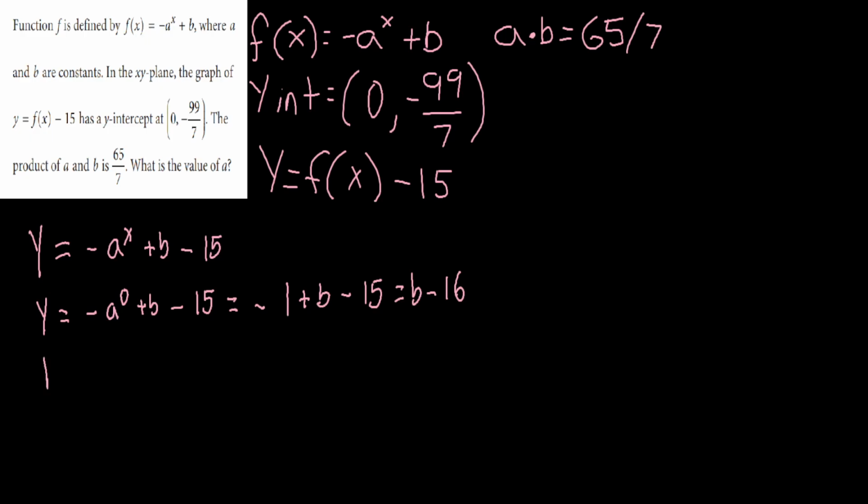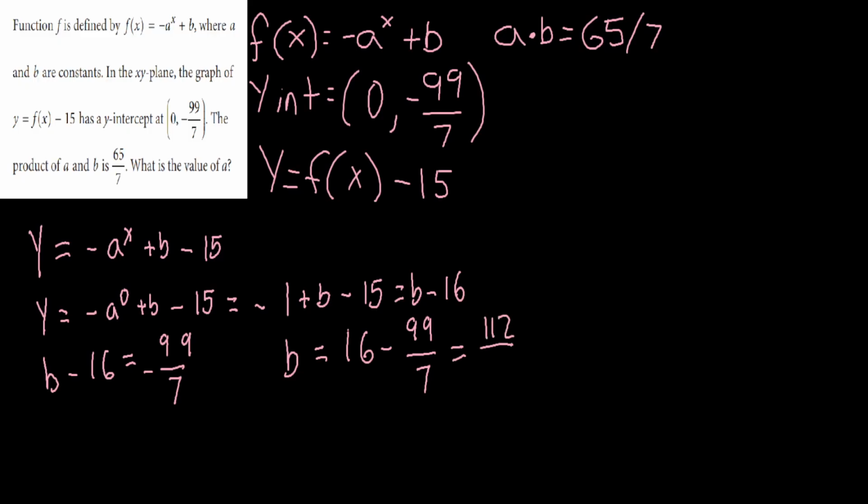And now we're told that this y-intercept is equal to negative 99 over 7. So we have b minus 16 is equal to, sorry, negative 99 over 7. Now we go ahead and isolate b: 16 over 7, which is equal to 112 over 7. If you don't know, you just multiply 16 by 7 to get it into the form with a denominator of 7.